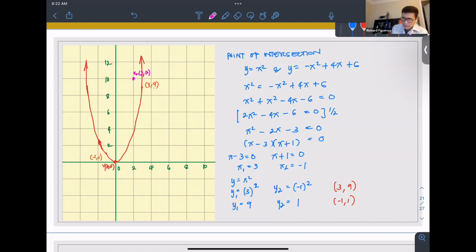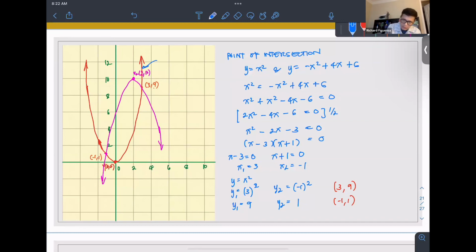And the other one, so this is the vertex, and then it's opening downward, and it passes the points of intersection. So these are the points of intersection. This is the first one. And so we're going to do that. And the other one is this. Okay. So that's how we draw it.